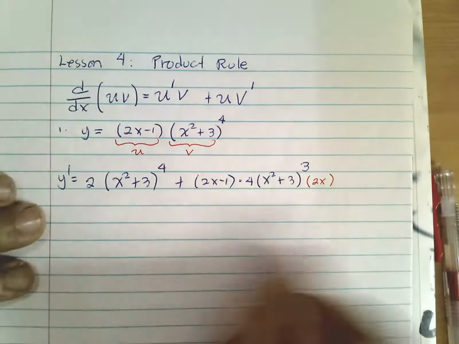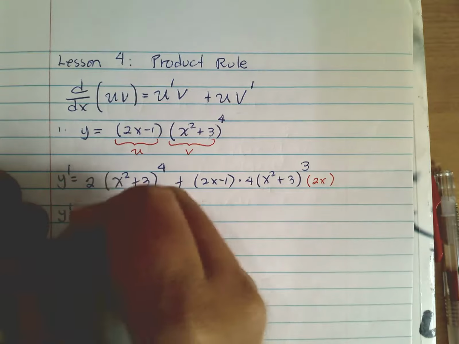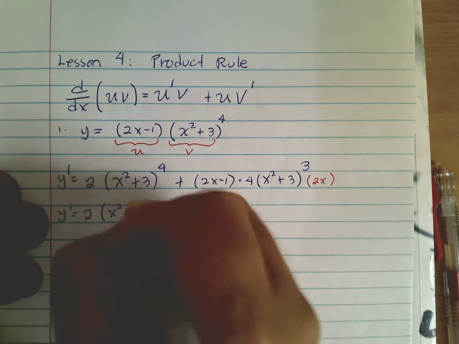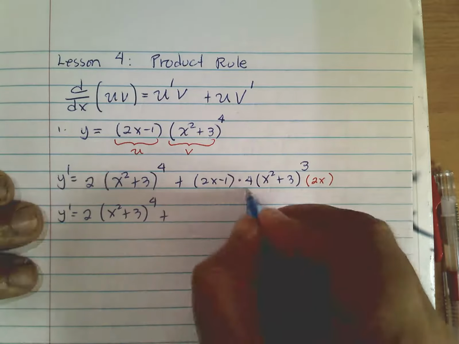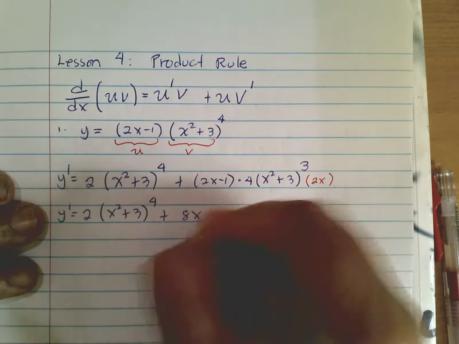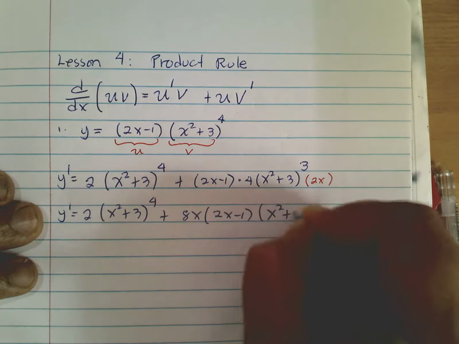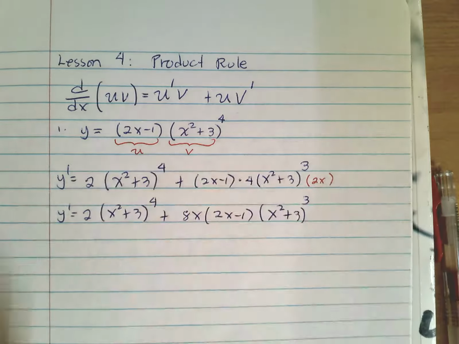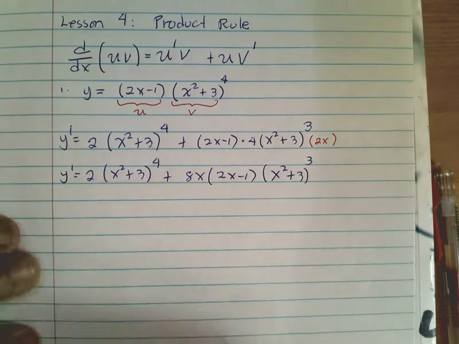So this is now your final answer. We just need to rewrite it neatly: 2 times (x squared plus 3) to the fourth, plus 4 times 2x, which is 8x, times (2x minus 1) times (x squared plus 3) raised to the 3. So that's the product rule.